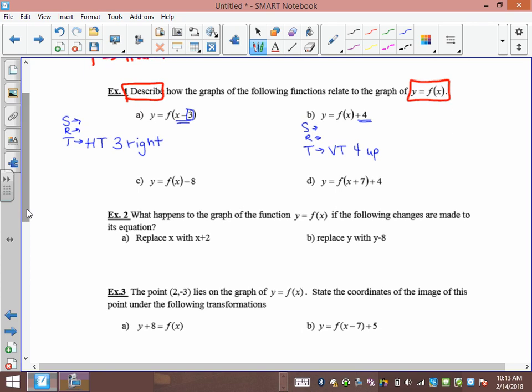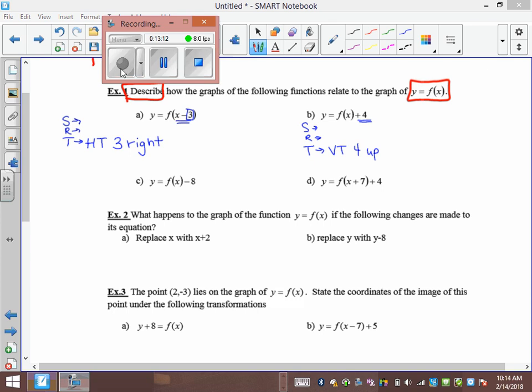Try C and D. Okay, so stretches, reflections, we don't have any. We have a translation, it's 8 what? Down, so it's what kind of translation? This one we have stretch, nope. Reflection, nope. Translation, yes. We have vertical translation, what? 4 up. And a horizontal translation, 7 left.